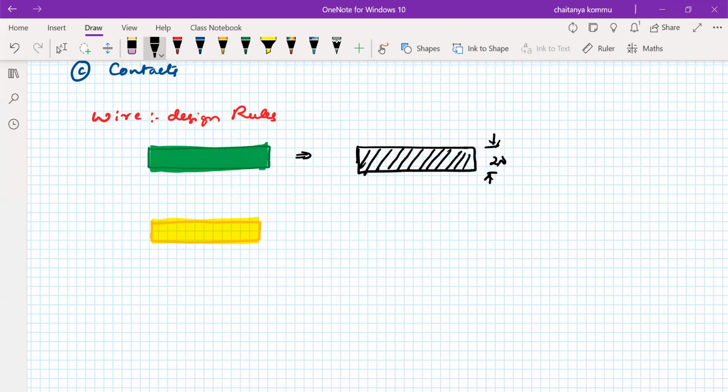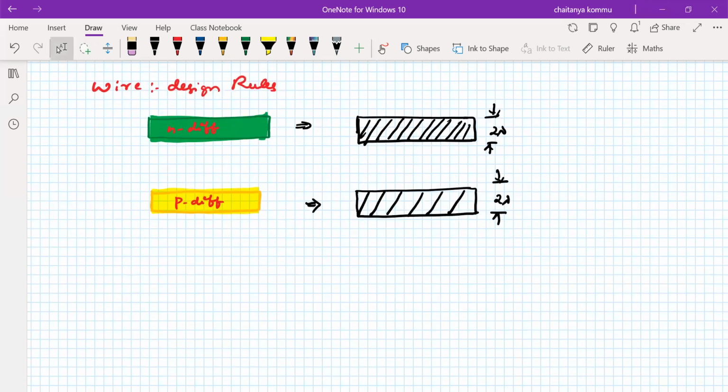Similarly for the yellow color, the P diffusion: the same black color, but you have to use spaced lines. This is also minimum 2 lambda we have to maintain. So as everybody knows, what is this one? N diffusion. And what is this called? P diffusion. So if you have colors, you have to follow this way. If you don't have any colors, then you have to follow this method.